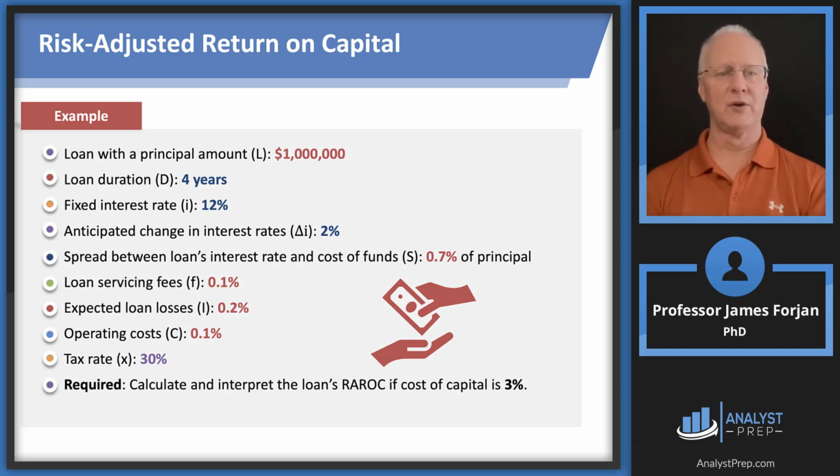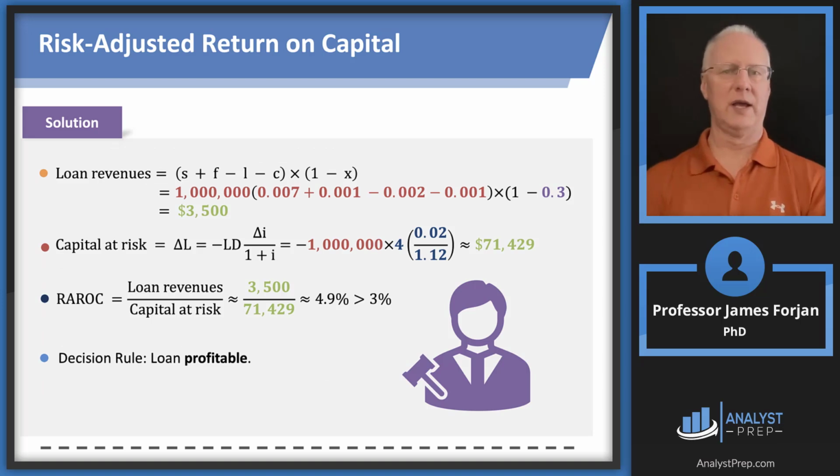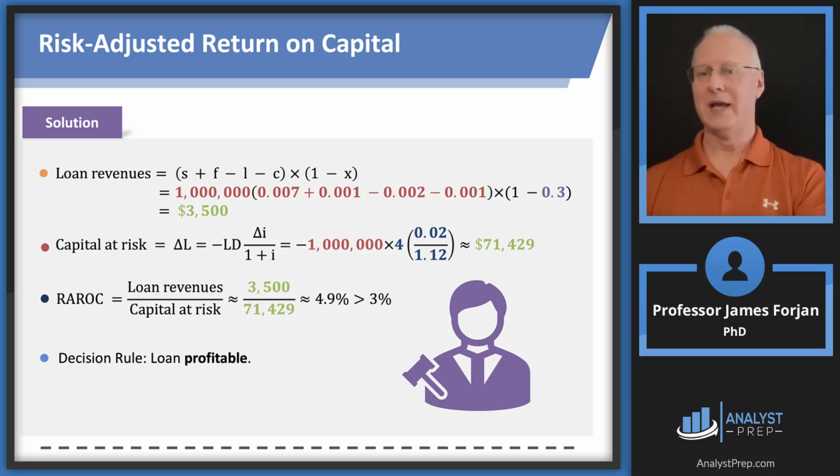All right, let's do a quick example here. $1 million, 4 years, fixed rate of 12%. Suppose the interest rates can change by 2%, and there's some extra stuff in there. If the cost of capital is 3%, let's go ahead and get out our calculator. You guys can do these fairly quickly. So we get the loan revenues. Our numerator then is 3,500. Our capital at risk, we've got the million times the 4 in the duration, right? Loan duration 4 years, times 0.02 divided by 1.12.